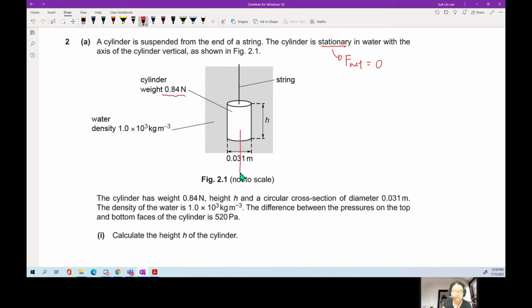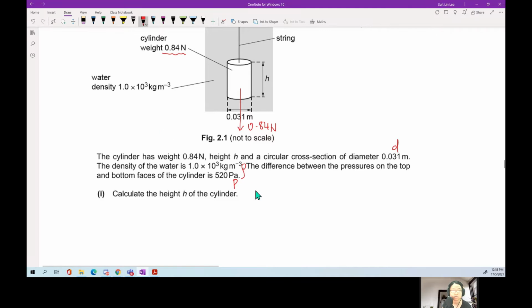The cylinder has a weight of 0.84 Newton. Better quickly draw this. 0.84 Newton, the height is h, the diameter is 0.031. The density of water is this. The pressure difference is that. Calculate the height of the cylinder. So this is water density, not the cylinder density, so you cannot use the density equation to find anything that has to do with the cylinder's dimensions.